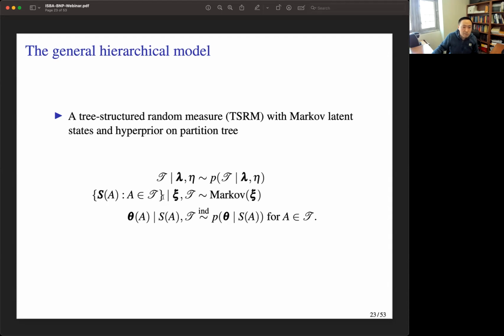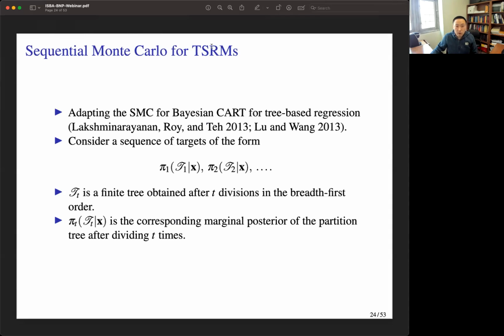Now, in the general form, given the tree structure, we may have a downstream model that could have latent states, which may have a Markov structure. And then given the latent states, we have our conditional prior on the splitting probabilities. This general model encompasses pretty much all of the examples we saw in the context of the Polya tree and their extensions so far. So what about the computation?